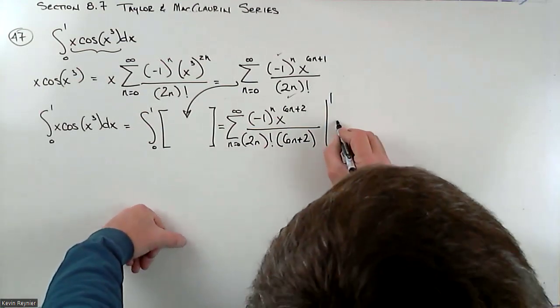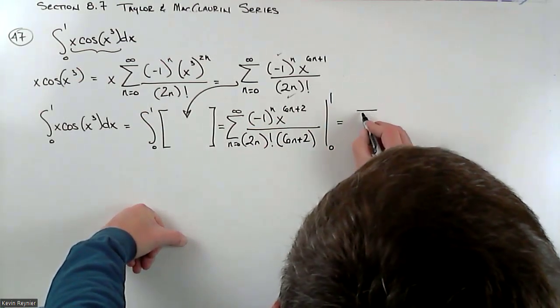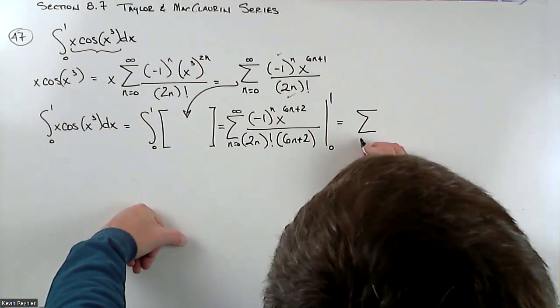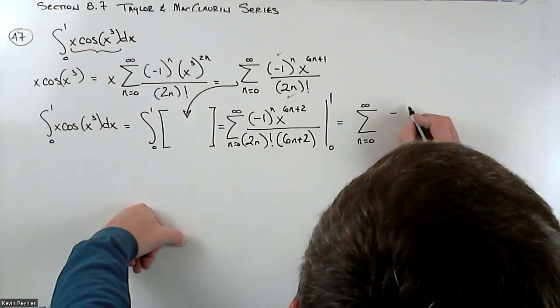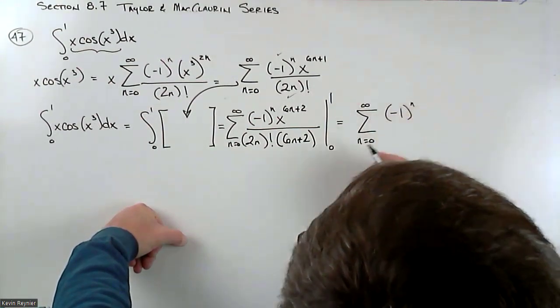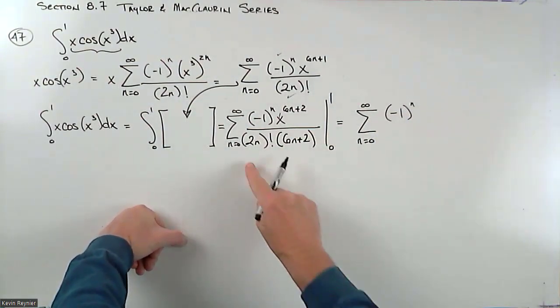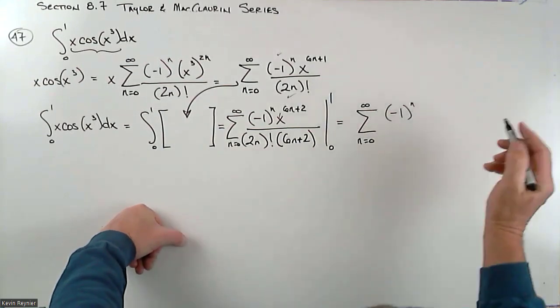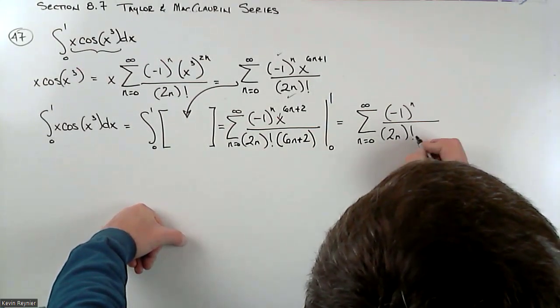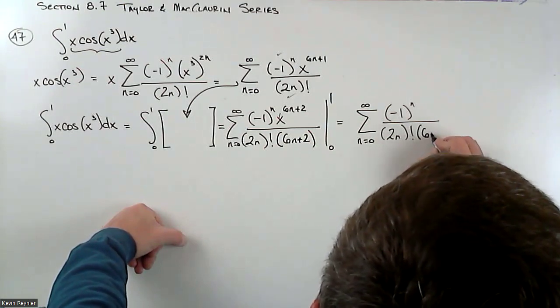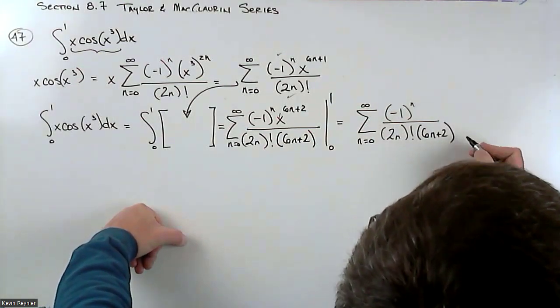So this integral turns out to equal this: n equals 0 to infinity, negative 1 to the n. When I put a 1 in here, I get 1 for every value of n, so I don't even need to write that down. And I get 2n factorial times 6n plus 2.